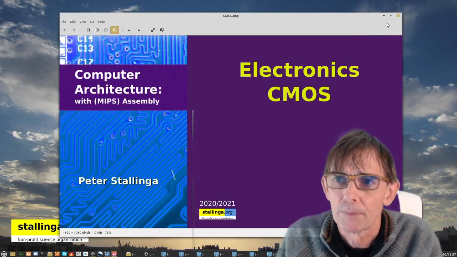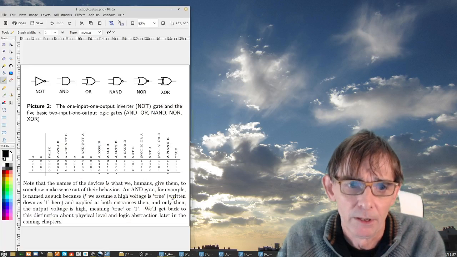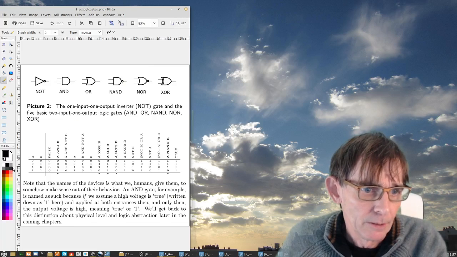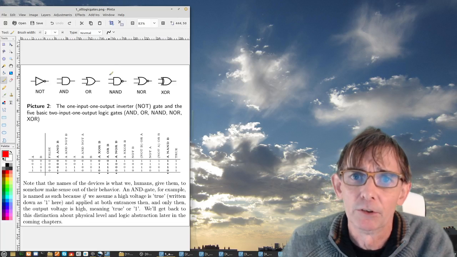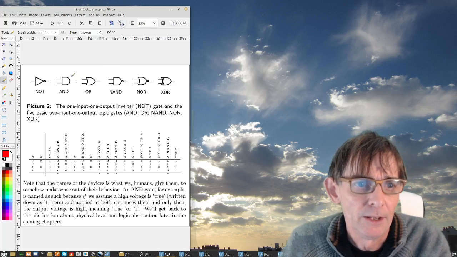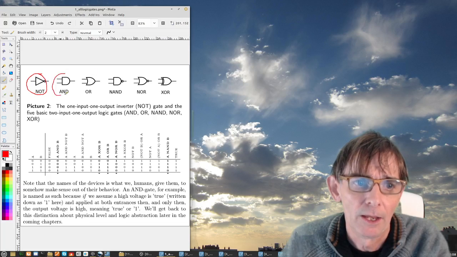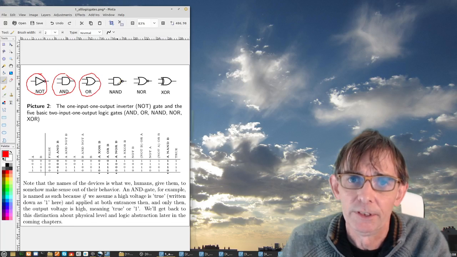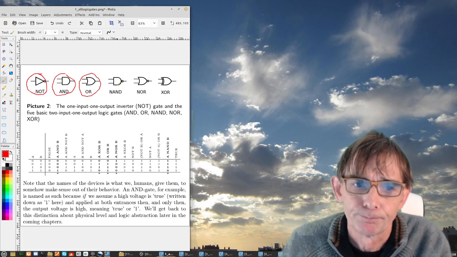How does this work? Let me again take you back to the beginning of where we started. Our logic was built actually on the Huntington postulates, and they used basically these three logic operations: NOT, AND, and OR. These were the three that we used, and we derived our entire logic on that.